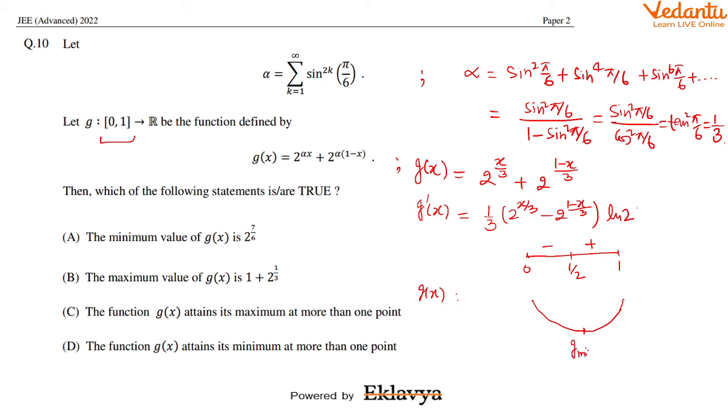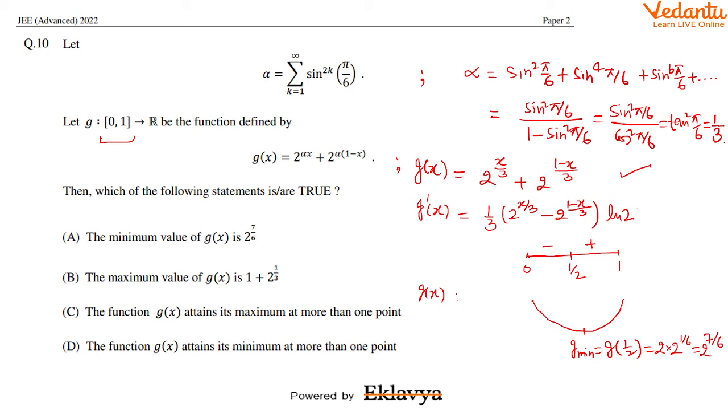Finding the value at the lowermost point, that is at half. g minimum is g(half), and putting the value in g(x), 2 raised to the power 1 by 6 plus 2 raised to the power 1 by 6. So this is 2 into 2 raised to the power 1 by 6, that is 2 raised to the power 1 plus 1 by 6, that is 7 by 6. So this is the minimum value of the function g(x).